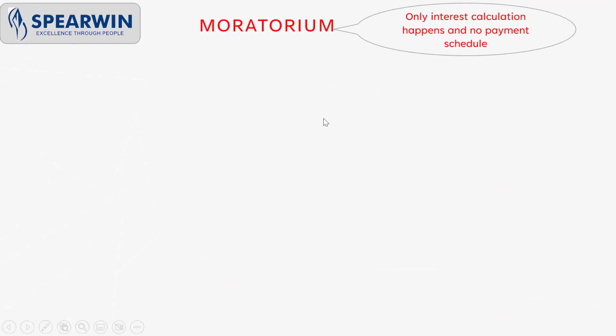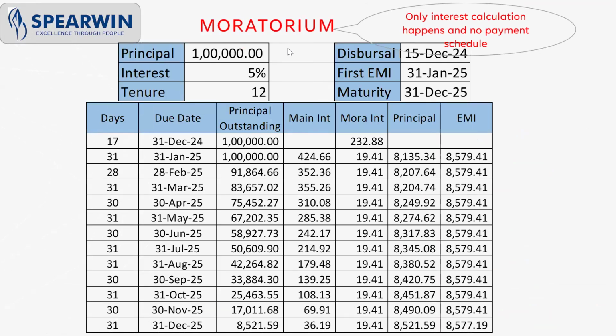Now let us look at the moratorium. There is a concept called moratorium. Here we will explain what the moratorium concept is and how it works. Let's say you are taking a personal loan for the same scenario. We apply for the loan and it gets disbursed on 15th December.